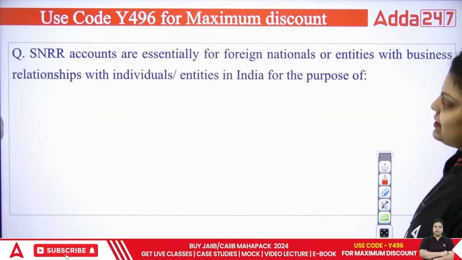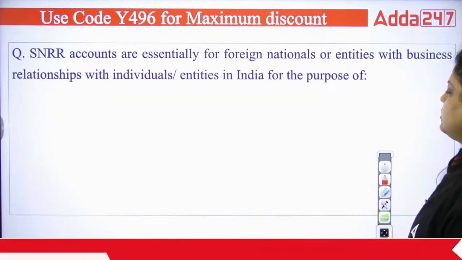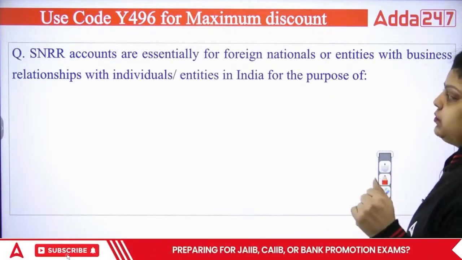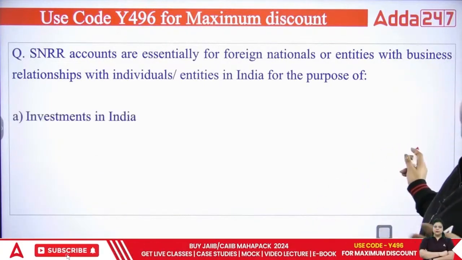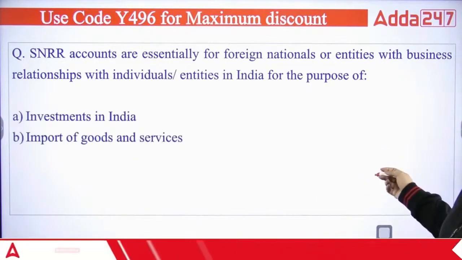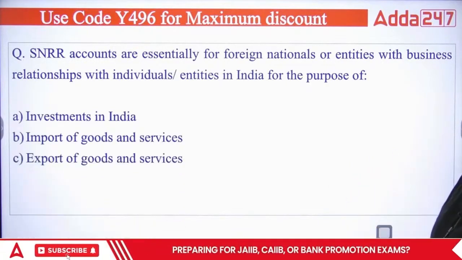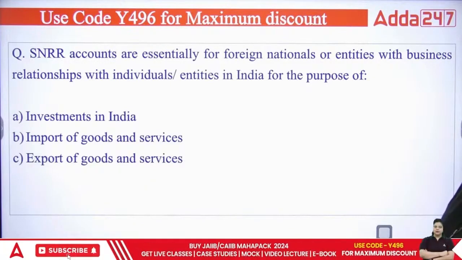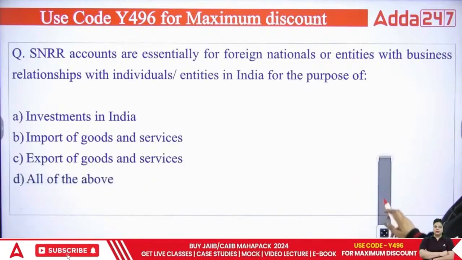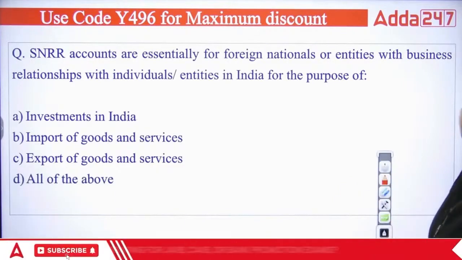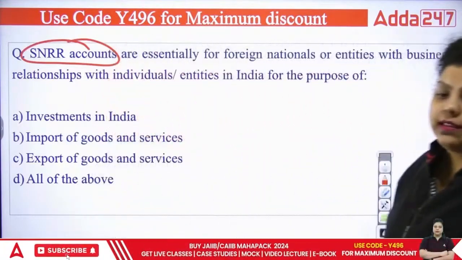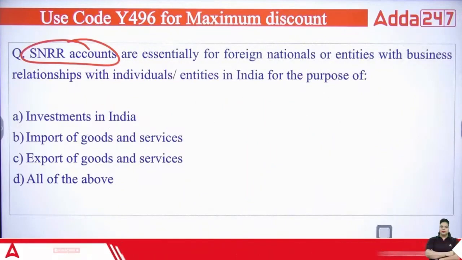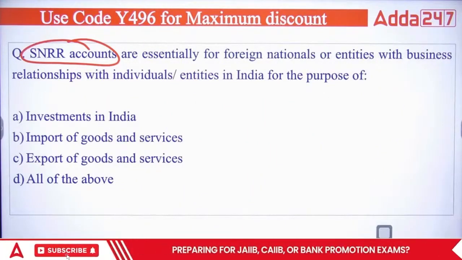So the next question is, SNRR accounts are essentially for foreign nationals or entities with business relationships with individuals or entities in India for the purpose of which of the following? For the purpose of investment in India, for the purpose of import of goods and services, for the purpose of export of goods and services, or all of the above. So the question is asking about the SNRR account. Let me know which of the following will be right.